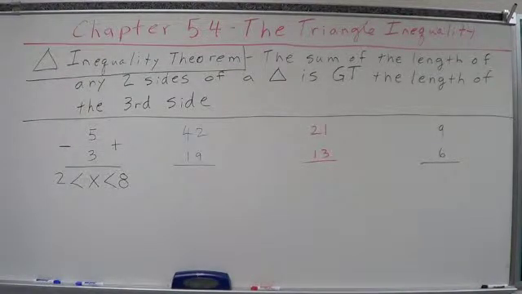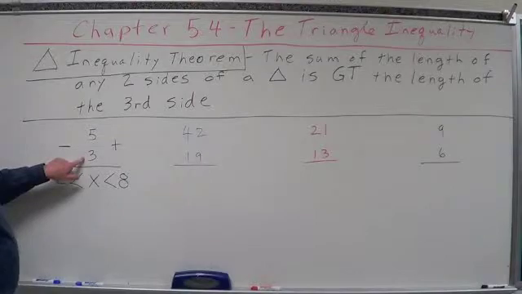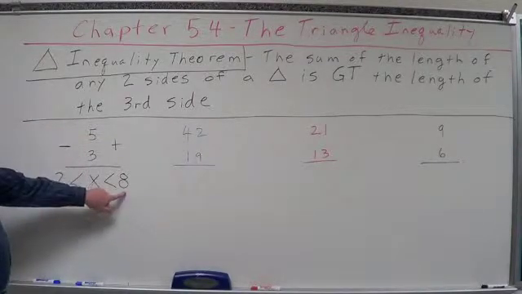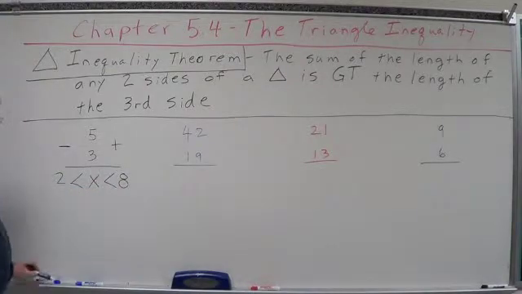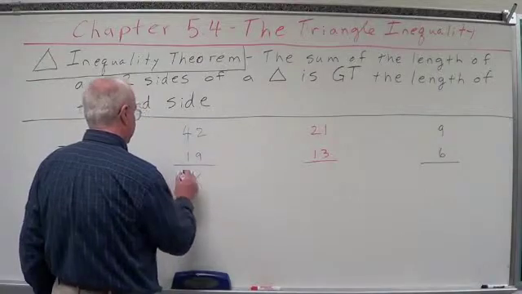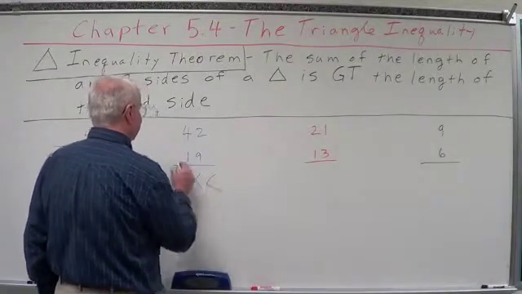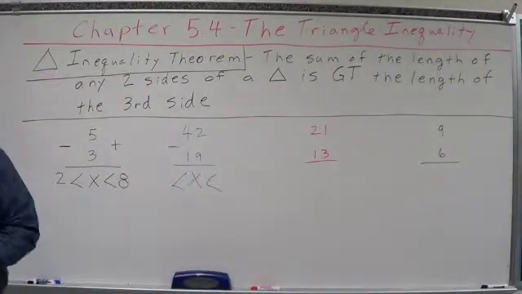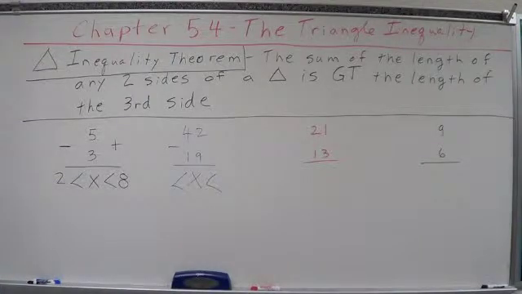Why? Because if it's 2, 2 plus 3 is 5. Doesn't work. If it's 8, 5 plus 3 is 8. Doesn't work. What's this one? We want an x that is bigger than something and less than something. Well, subtract. 42 minus 19. Oh man, that's hard. It's about 20 to 22, 23. We got that?